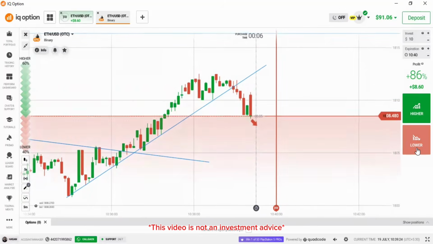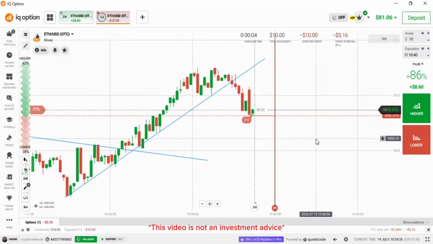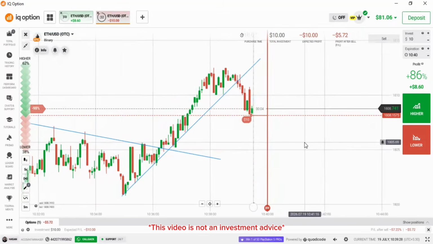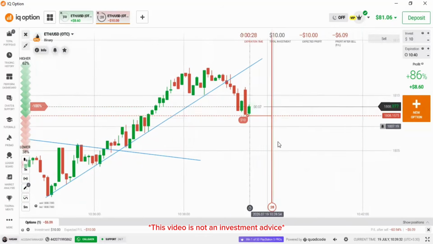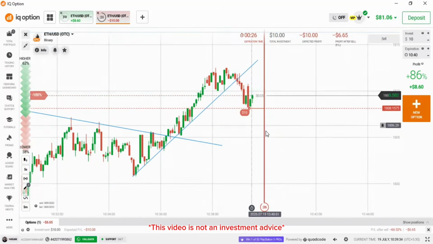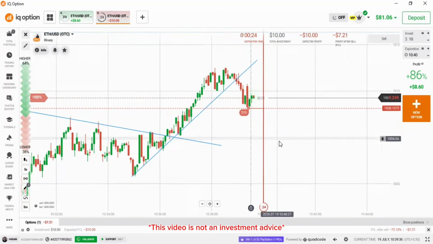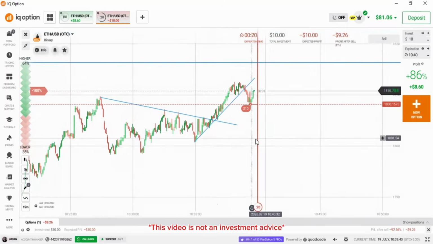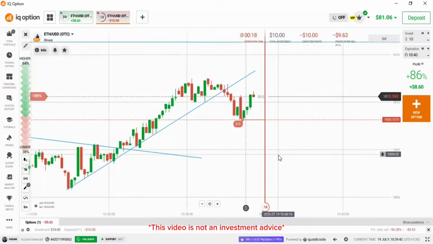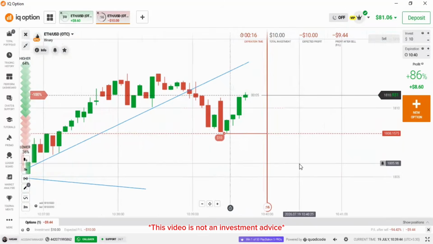So I placed a lower option trade because it got rejected from this point strongly and it made a low. So I can expect a downtrend from this point, at least till this point. Let's see what happens here.